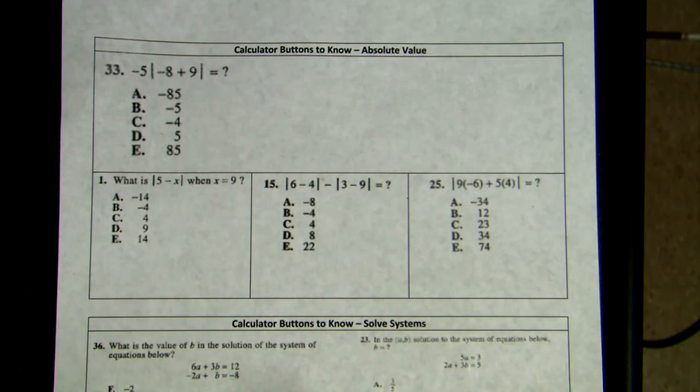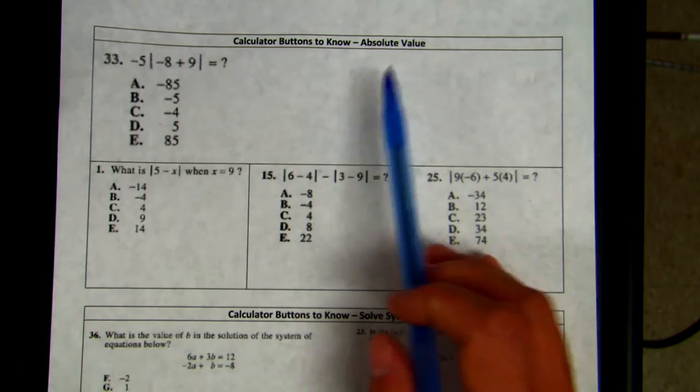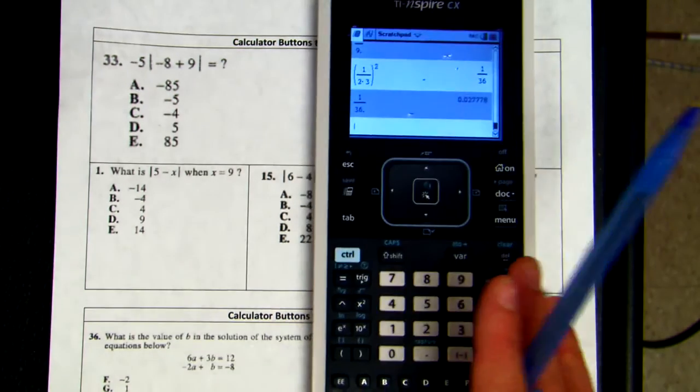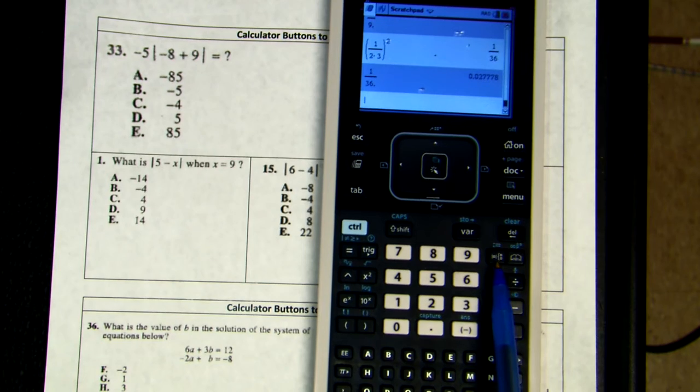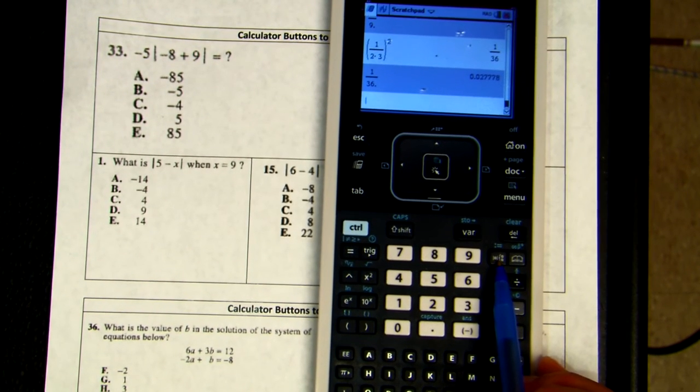Oh, you're supposed to pause and practice. Make sure you've done those practice problems before you get to calculator buttons to know. The first one is absolute value. Whenever you see these two vertical bars, the absolute value bars, if you look on the right-hand side of your calculator at this little button here, it's kind of hard to see. Okay, it's this little button here right under the delete sign.